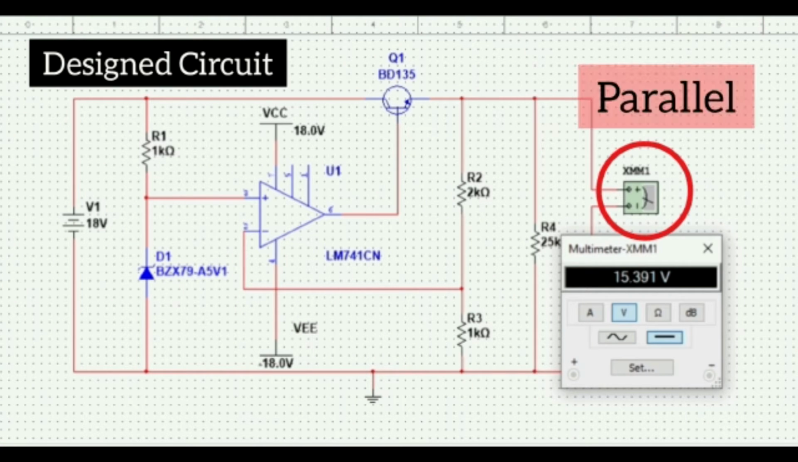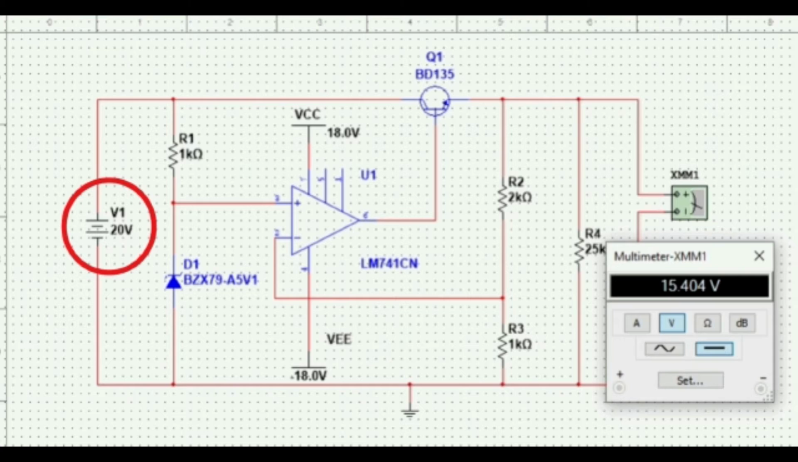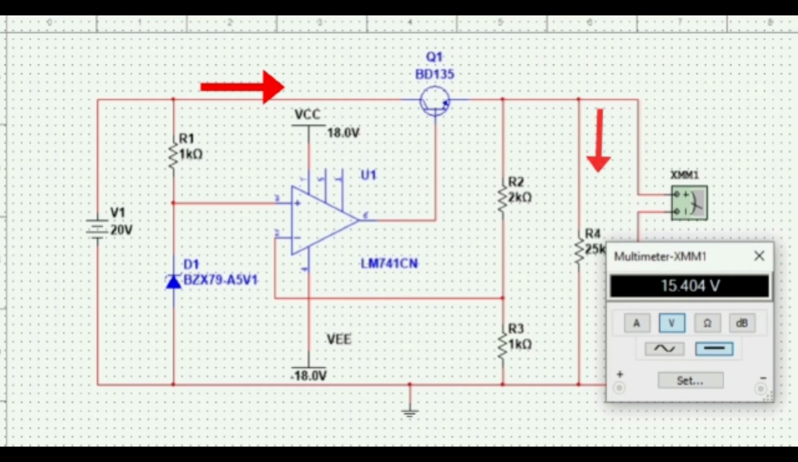This is the design circuit. The multimeter is in parallel to the load to obtain the Vout. The output voltage remains constant at 15.3 volts even as the input voltage increases. This is because the transistor Q1 is acting as a control element that controls the amount of the input voltage that gets to the output.